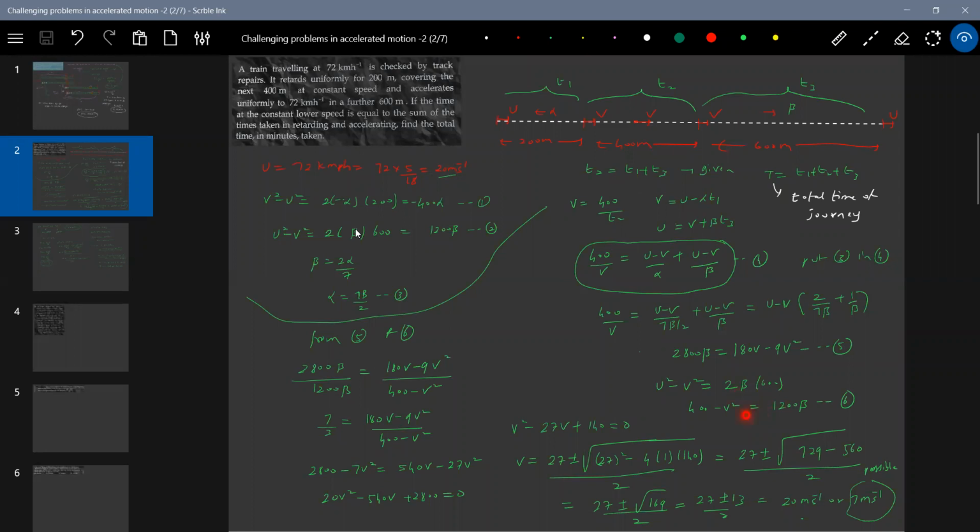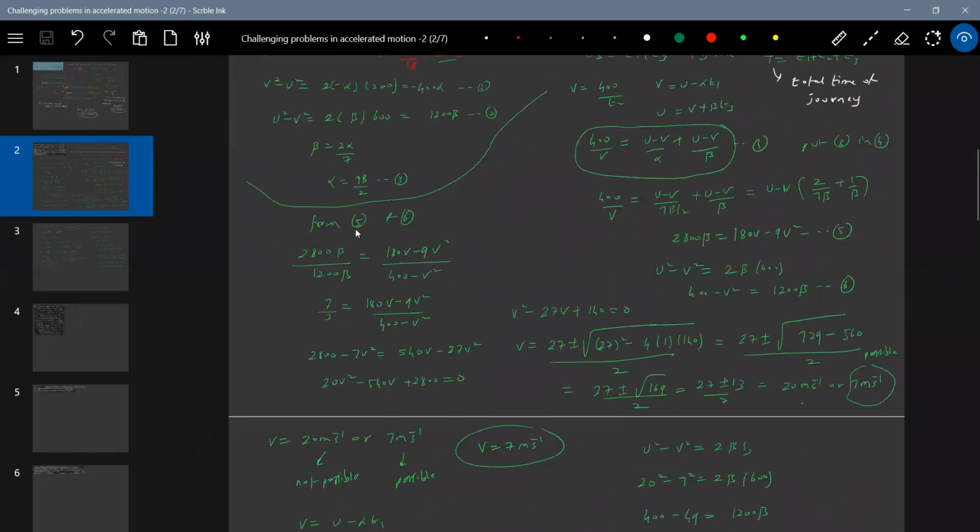now I'll get some relationship between these two equations. So what I'll do is eliminate the beta. I'll divide these two equations, then I'll get a quadratic equation for V. Solving that, I'll end up with 20 or 7 meter per second. 20 is not possible because the initial velocity of the train itself is 20. How can it be 20 due to retardation? So this is not possible. So 7 meter per second is what is possible, and that's what we'll take here.